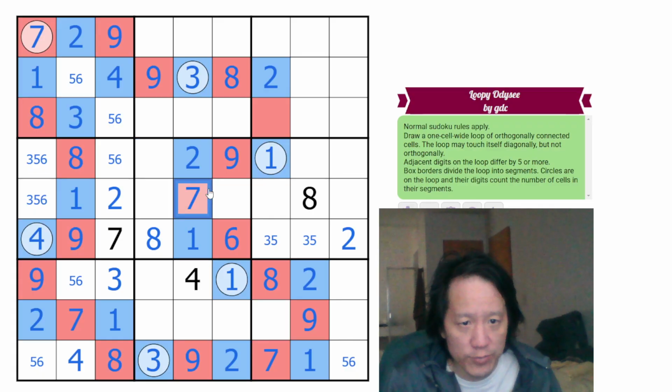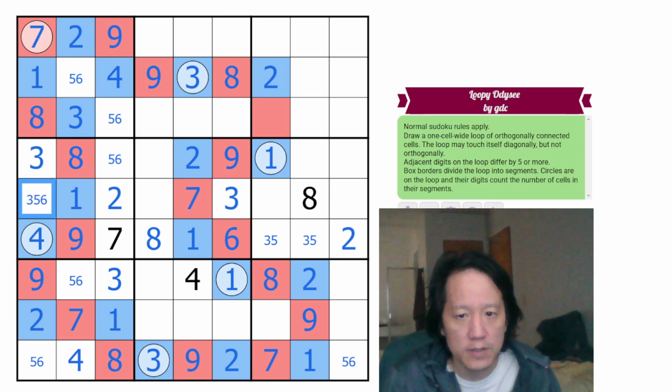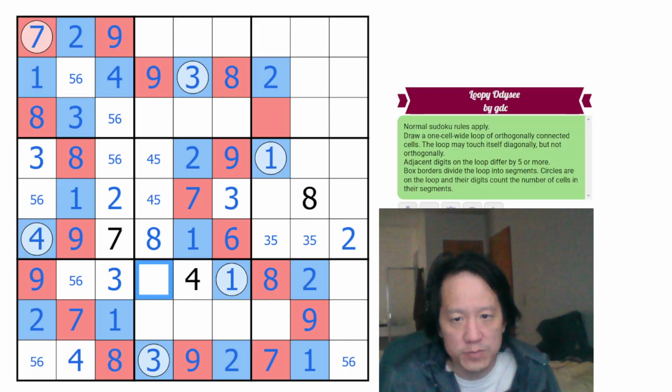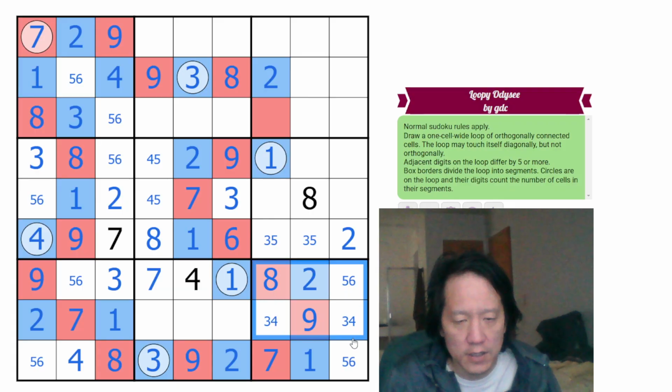We have 3, 4, and 5 here. This can't be 3, so therefore that's 3. This can't be 3, therefore that's 3. This is 4 and 5. Let's see. This has to be 5, 6, and 7. This can't be 7, therefore this must be 7. So this is 5 and 6, which means we have a 3, 4 pair here in box 9, right?